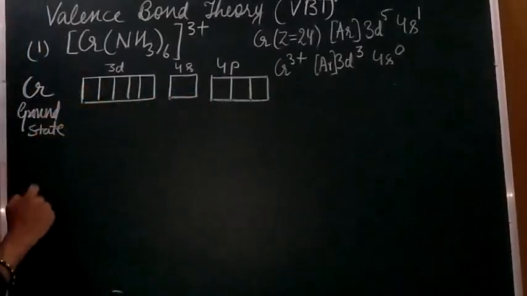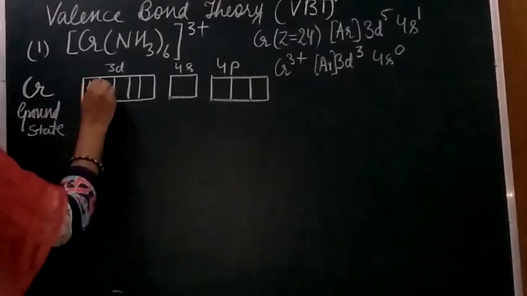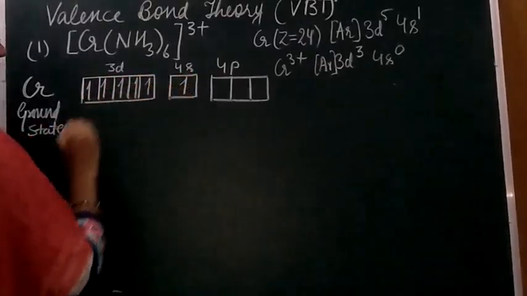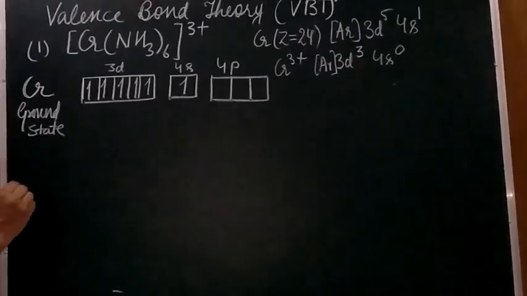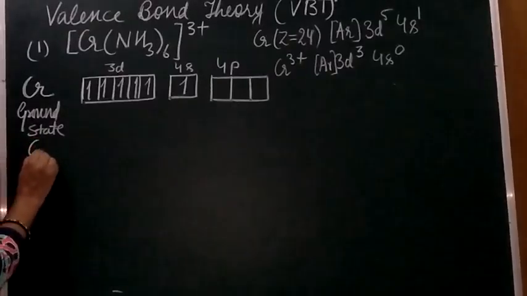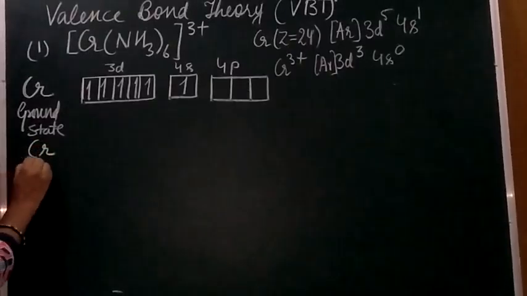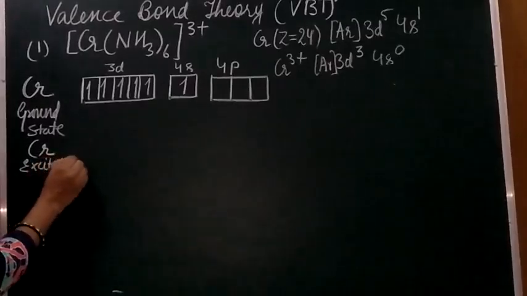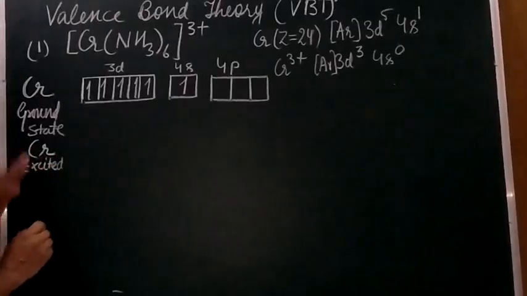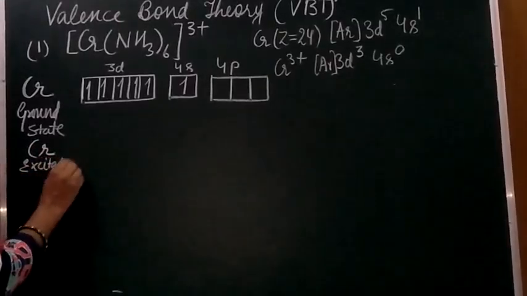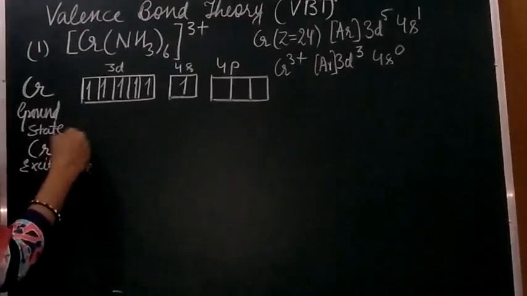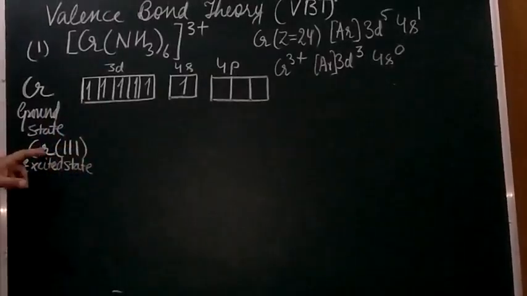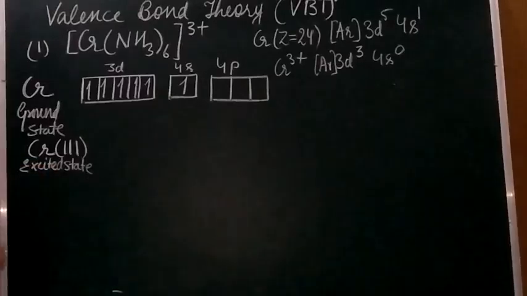Now how many electrons are there in the 3d subshell? It is 5. So it is 1, 2, 3, 4 and 5. And in the 4s subshell we have 1 electron. Right? Now we will write down the chromium in the excited state. Or we can say here that we are writing the configuration for Cr 3 positive here, right? Either you can write it in this way or you can write down Cr 3 positive.